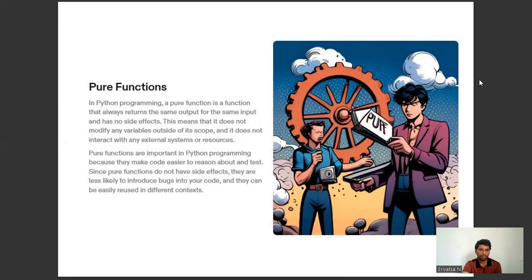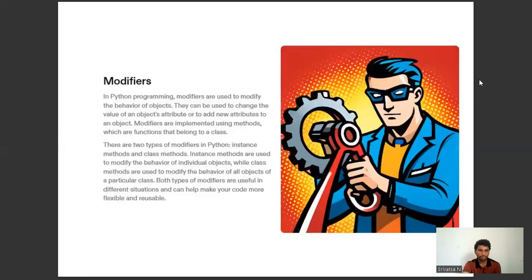Pure functions. In Python programming, a pure function is a function that always returns the same output for the same input and has no side effects. This means that it does not modify any variables outside of its scope, and it does not interact with any other external systems or resources. Pure functions are important in Python programming because they make code easier to reason about and test.